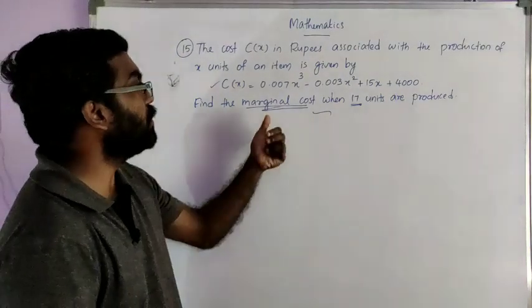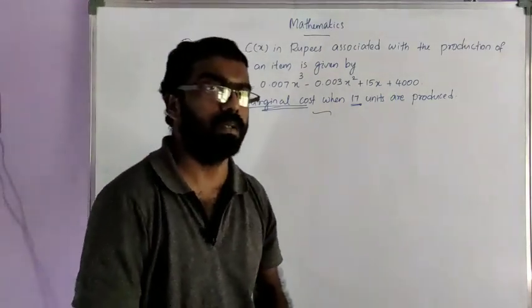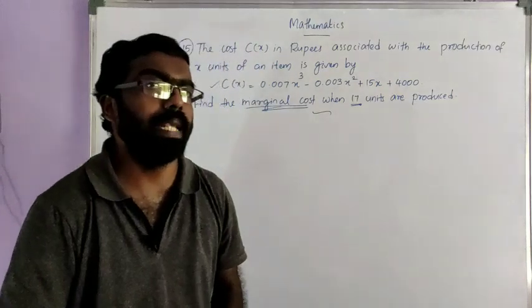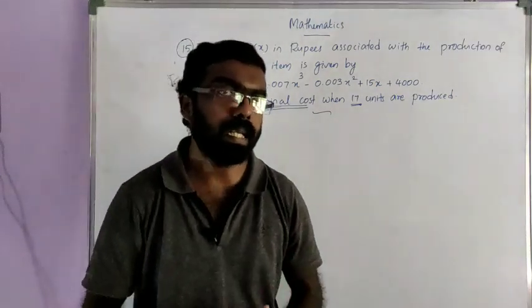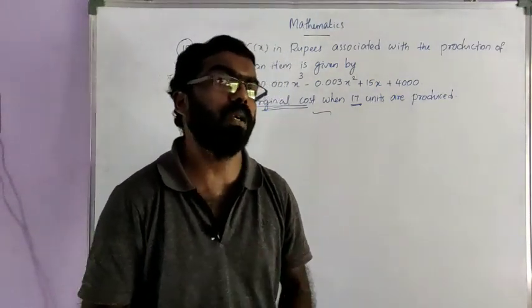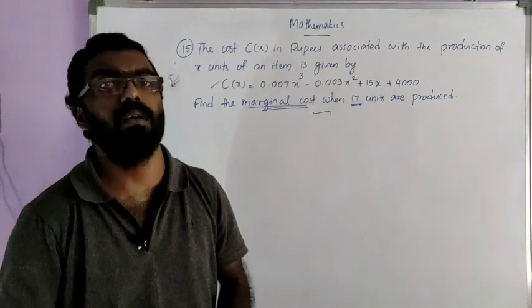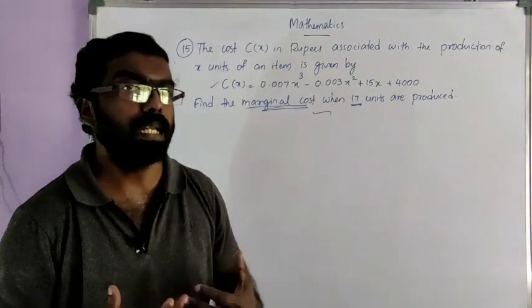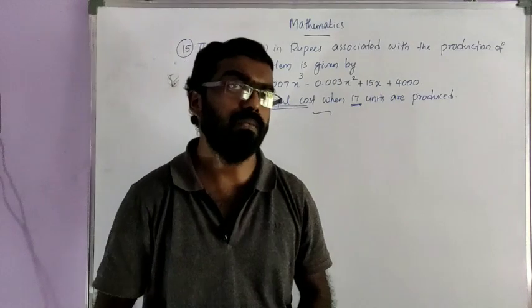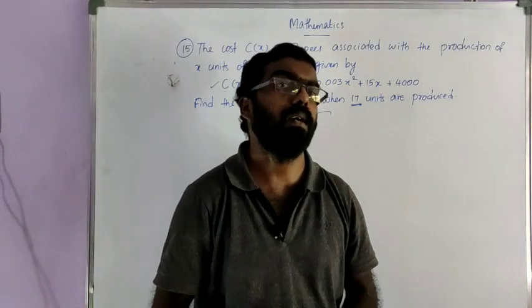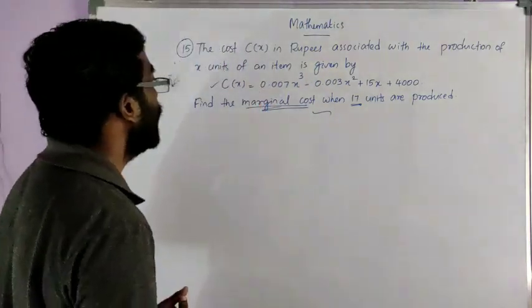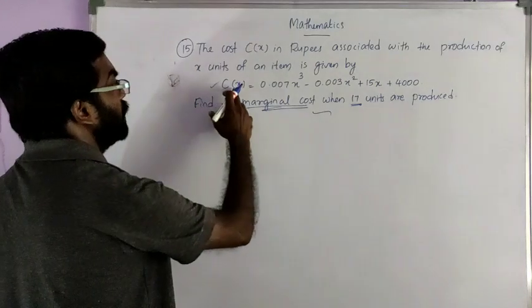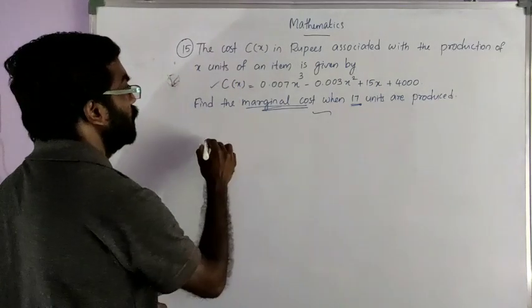Okay, and we have to find the marginal cost. So by marginal cost we mean the instantaneous rate of change of total cost at any level of output. Okay, it is the rate of change of total cost at any level of output. That means we have to take the derivative of this function.